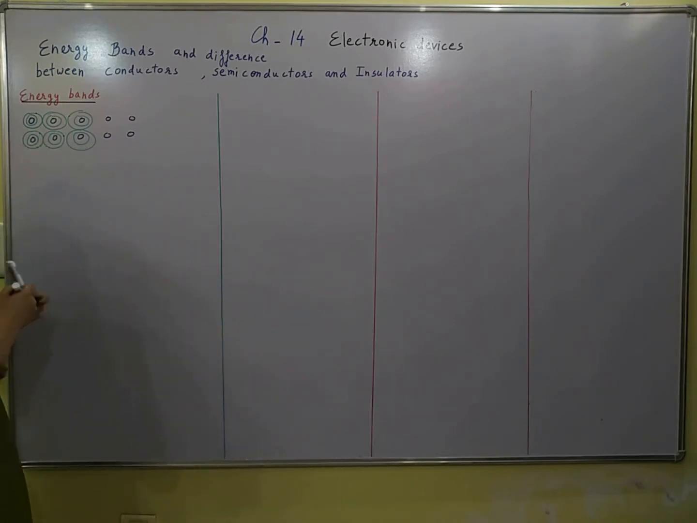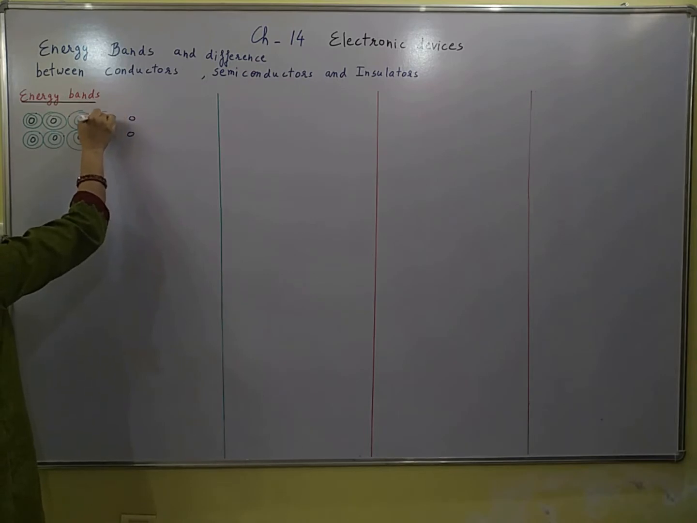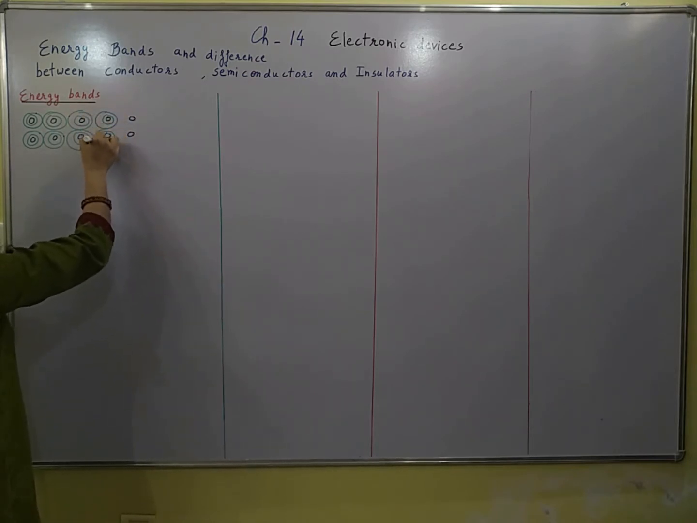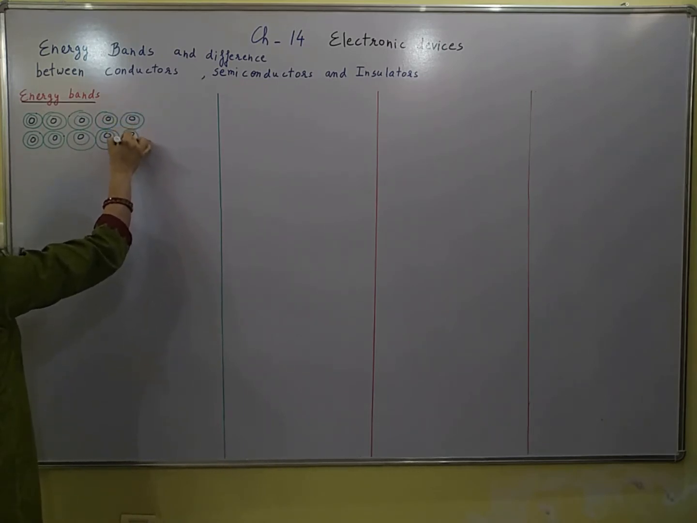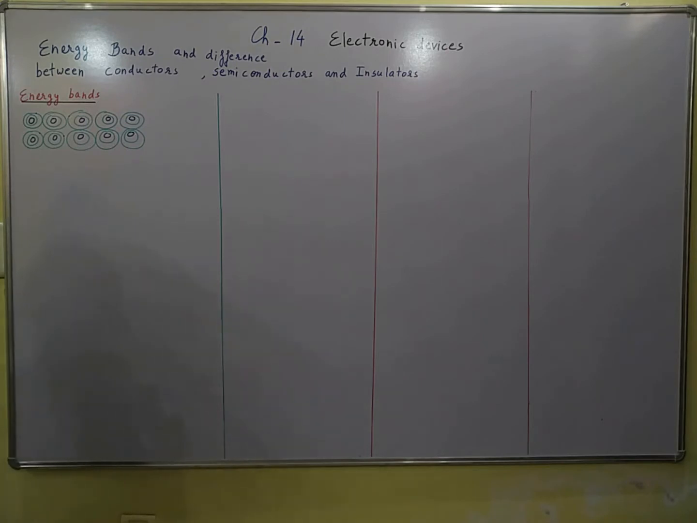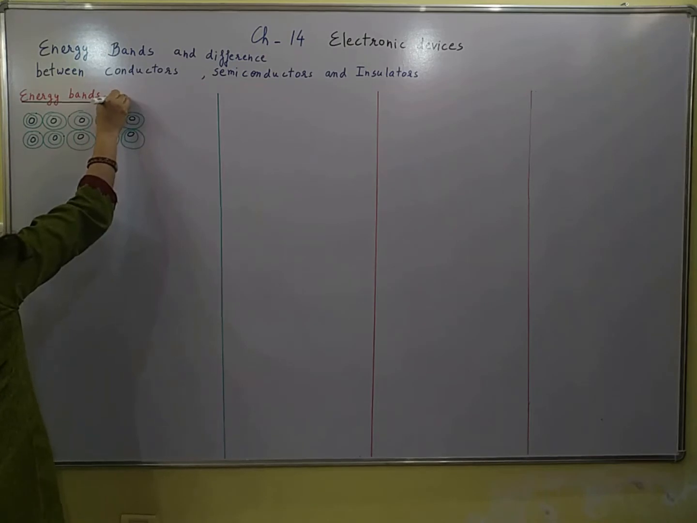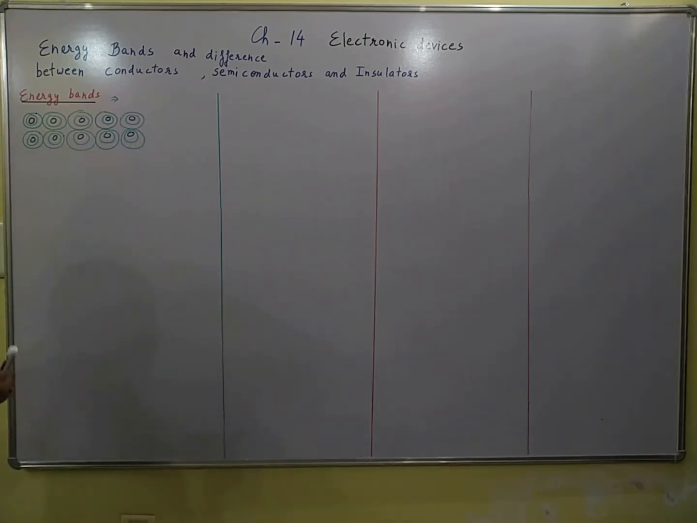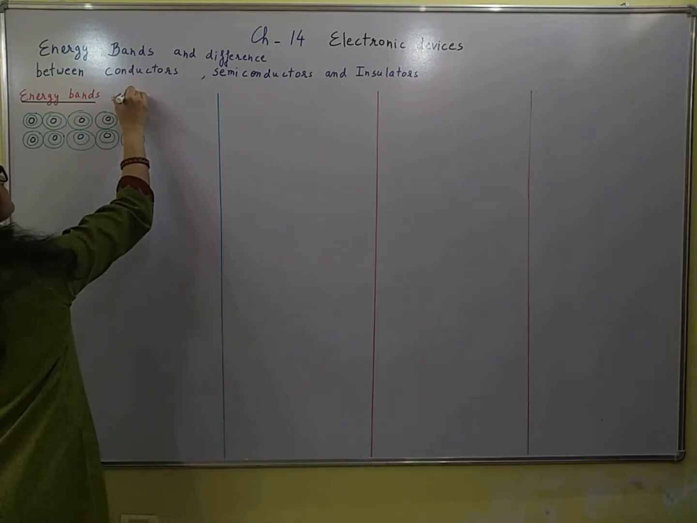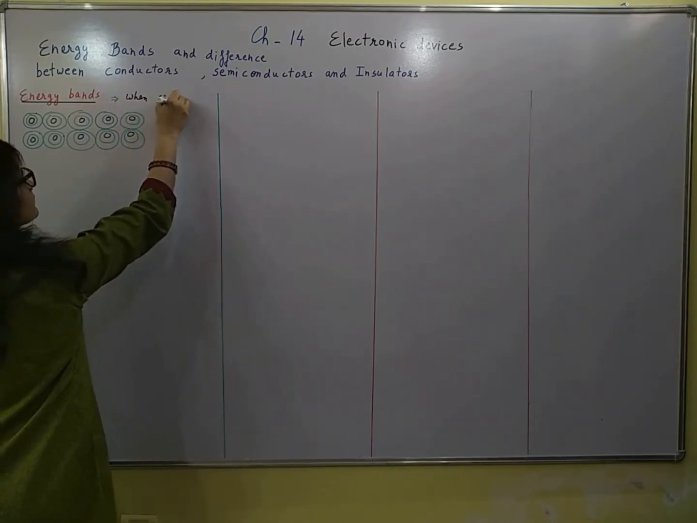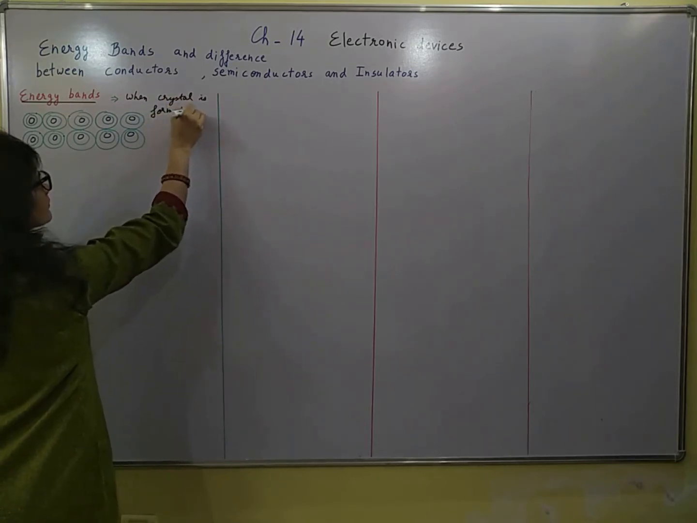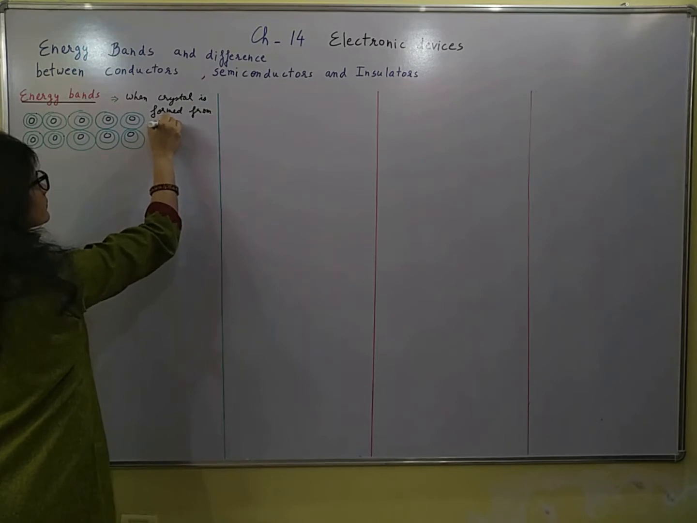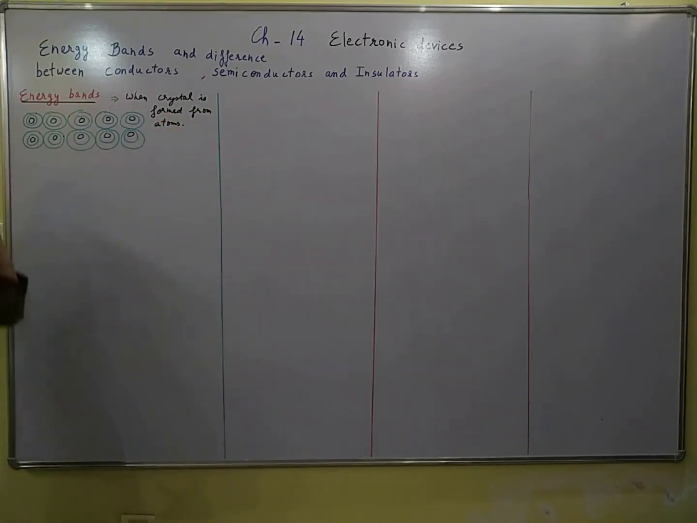So that's why the energy levels of these atoms spread to form closely spaced energy levels, which is called energy bands. So the first thing is, an energy band is formed when crystals are formed from atoms. Right? And what is this energy band?